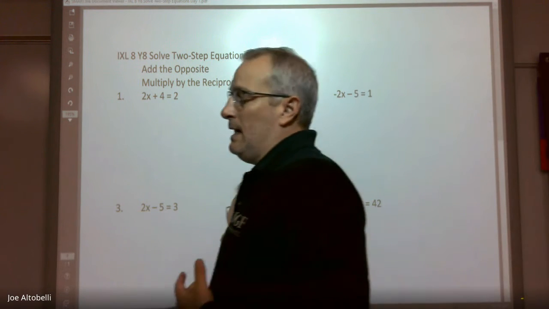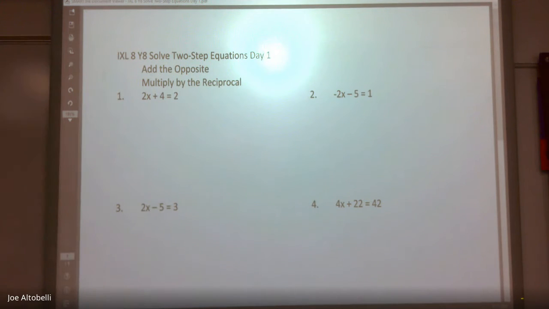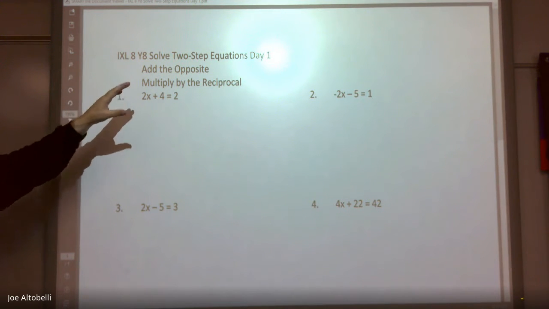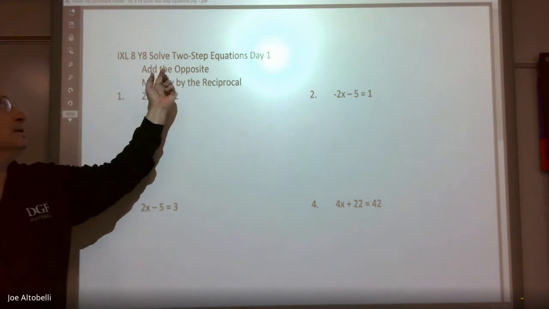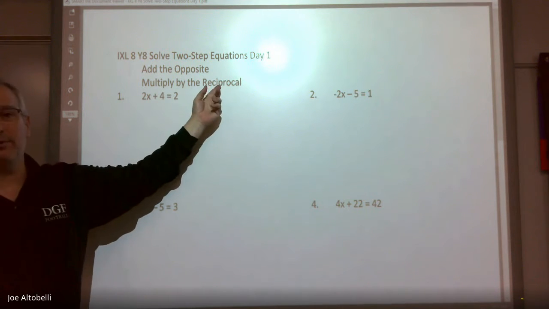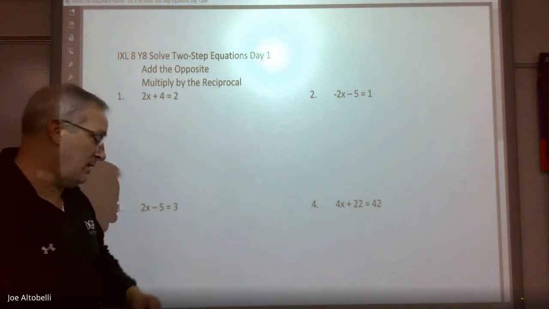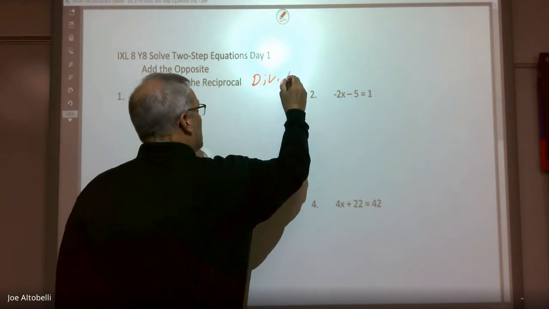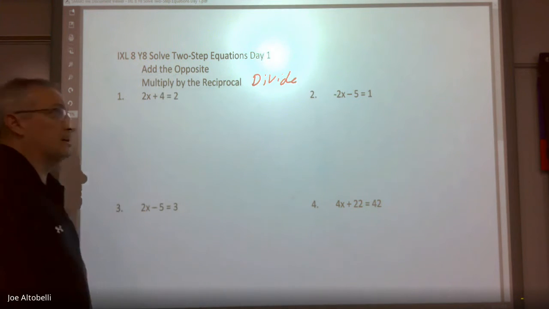First of all, these are two-step equations. Okay, two-step equations, you're going to do 2 steps. Almost on all of your problems today, you are going to first add the opposite, and then second, multiply by the reciprocal, or some of you have started just doing divide as well. Okay, some of you have been doing divide.